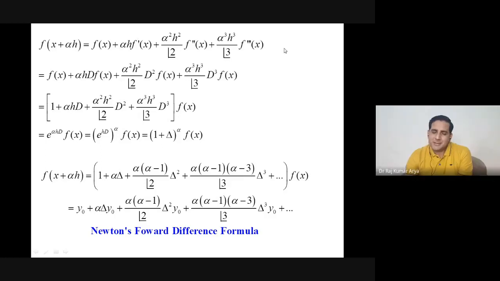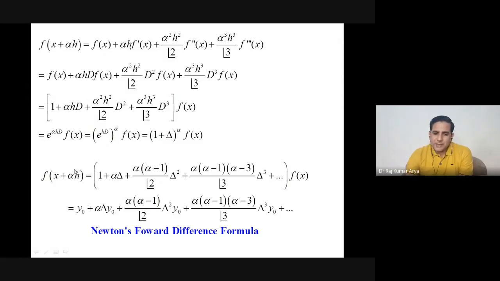In the Taylor series, you substitute the value of f dash x in terms of D f(x), f double dash x is D square f(x), f triple dash x is D cube f(x). Then you take your f(x) common from here, and you get e to the power alpha hD f(x), and then you can write it as (e to the power hD) to the power alpha f(x), and this you already proved: e to the power hD is 1 plus delta, right? Yes, sir.